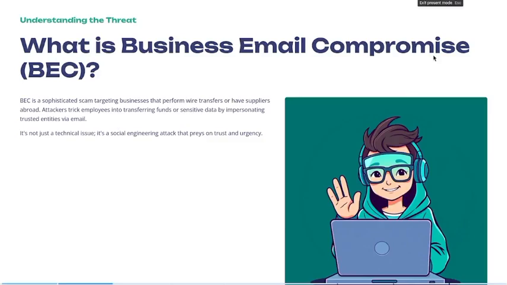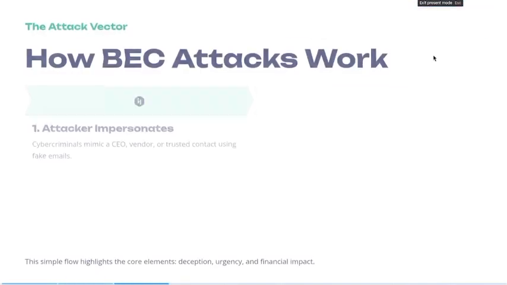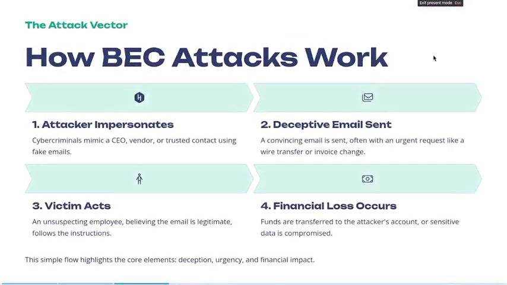So let's look more at BEC. How does a BEC attack work? First of all, the attacker impersonates. Cyber criminals may impersonate a CEO, a vendor, or a trusted partner, contacting you using fake emails. Next one, deceptive email sent. A convincing email is sent to your company or your employees, often with an urgent request like a wire transfer or invoice change. Third is victim acts, which is your employees, or you, depending on the case. An unsuspecting employee, believing the email is legit, follows the instruction, maybe clicking on a phishing link or something.